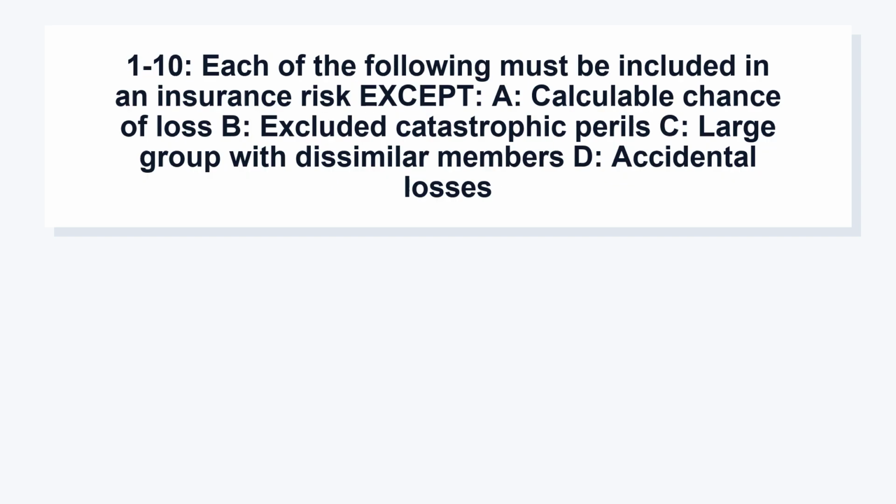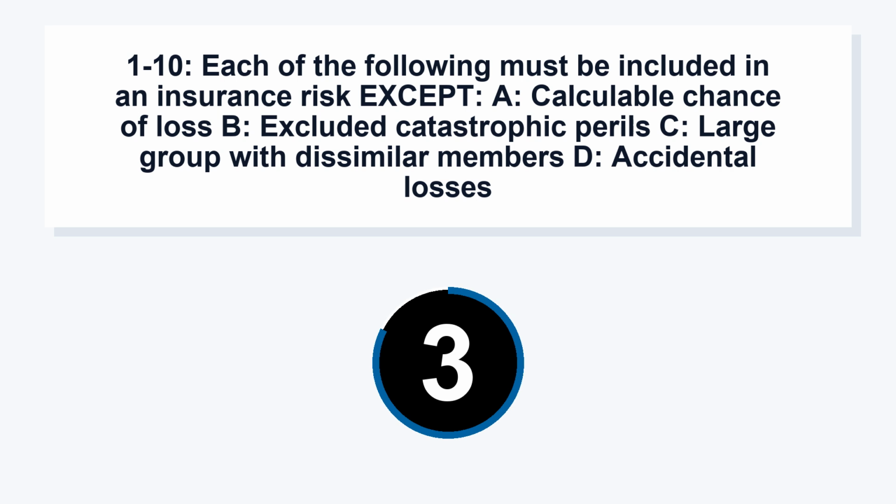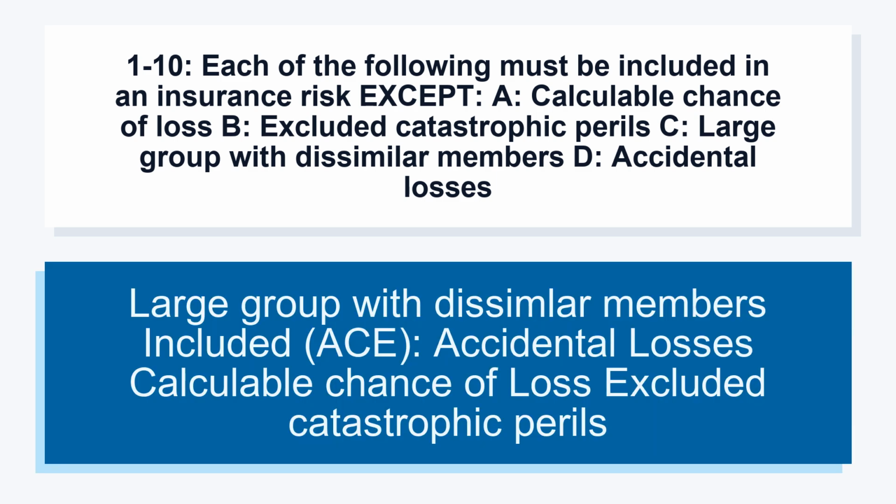1 to 10. Each of the following must be included in an insurance risk except A. Calculable chance of loss. B. Excluded catastrophic perils. C. Large group with dissimilar members. D. Accidental losses. Large group with dissimilar members is not included. Accidental losses, calculable chance of loss, and excluded catastrophic perils are.